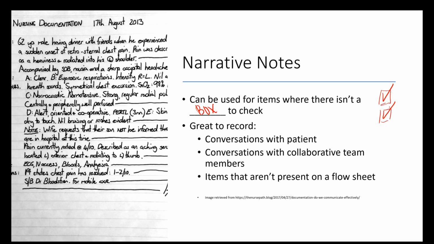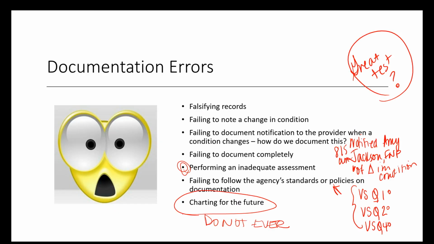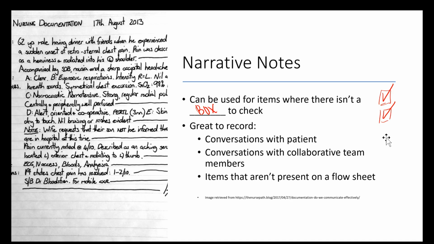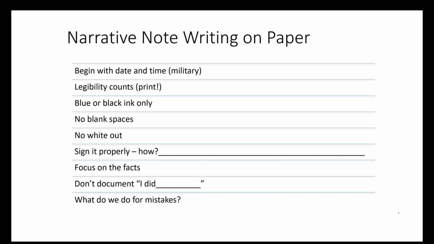Think about also conversations with the collaborative team, like that note that I just told you about, that you notified me of a change in your patient's condition. That will be documented there as well. It's also really good for items that aren't on a flow sheet. So we talk about patient's hygiene status. I love talking about patient's hygiene, because it really speaks to whether or not they can fully care for themselves at home. So that's another great thing that goes in there.